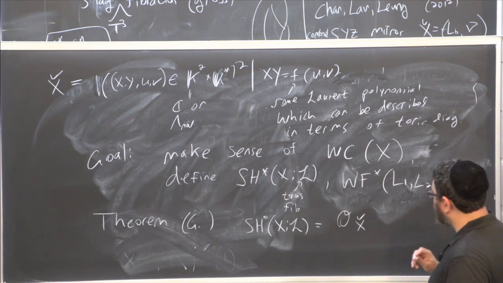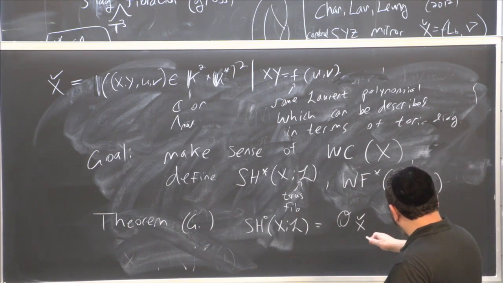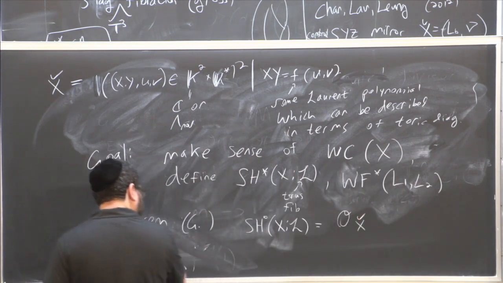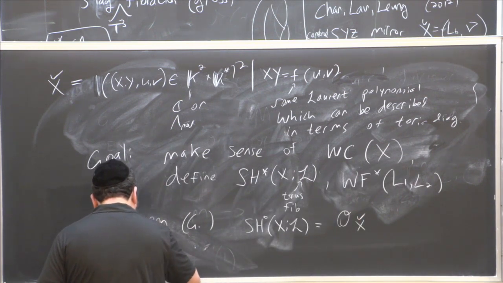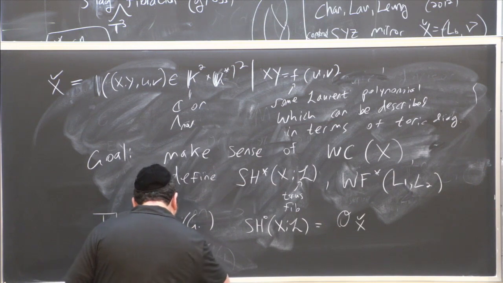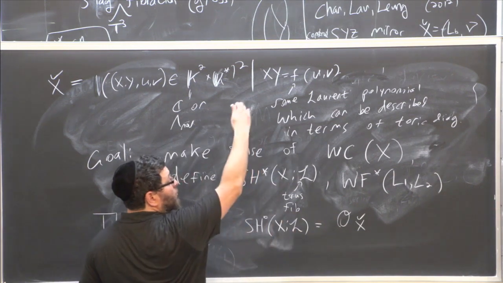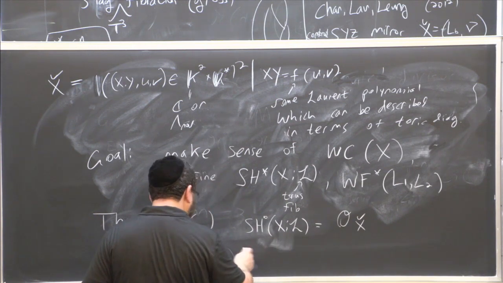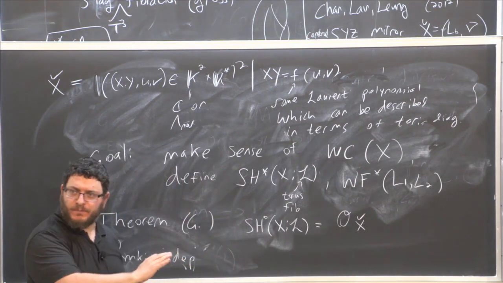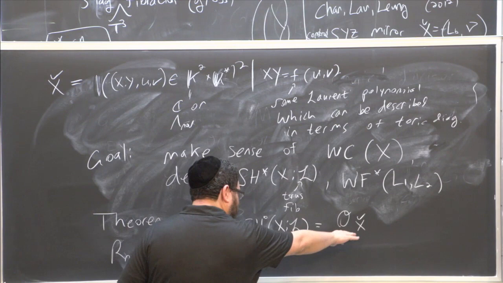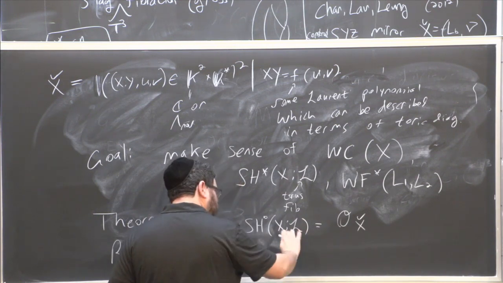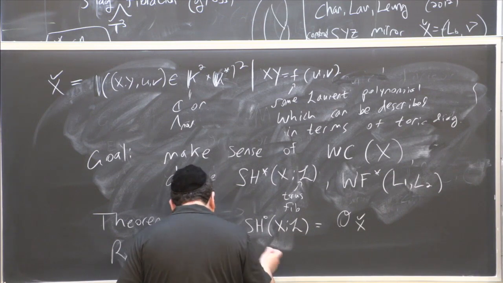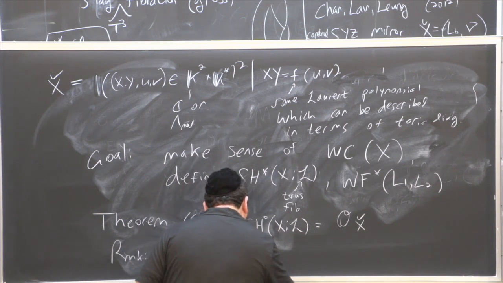The zeroth symplectic homology. The way I've stated it, it's as if you do this SYZ construction and then out comes the mirror, and then this is symplectic homology. But the proof doesn't go that way. I just wrote it this way because it's shorter. So it's independent of the SYZ construction.